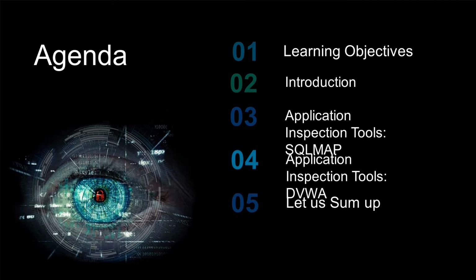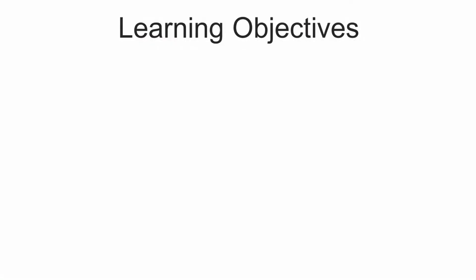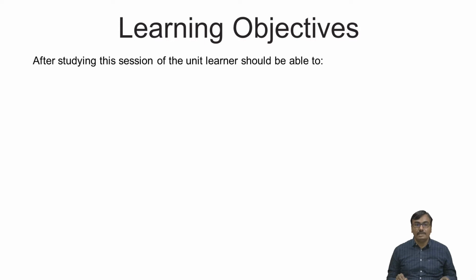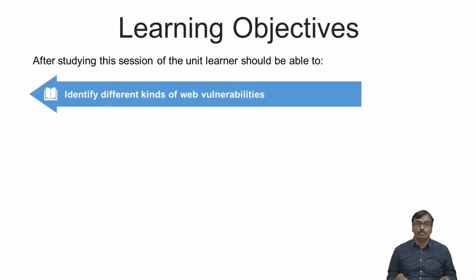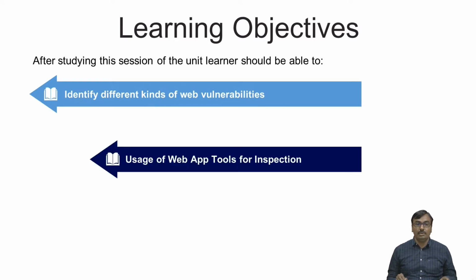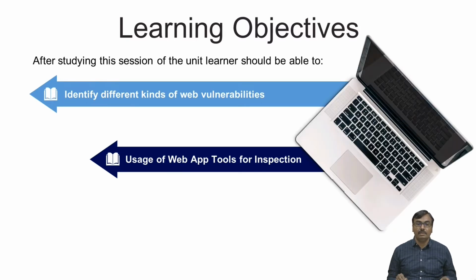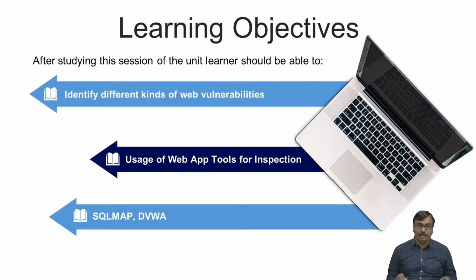After completion of this section, the learner will be able to identify different kinds of web vulnerabilities and use web app tools for inspection like SQLMap and DVWA. DVWA is nothing but Damn Vulnerable Web Application.